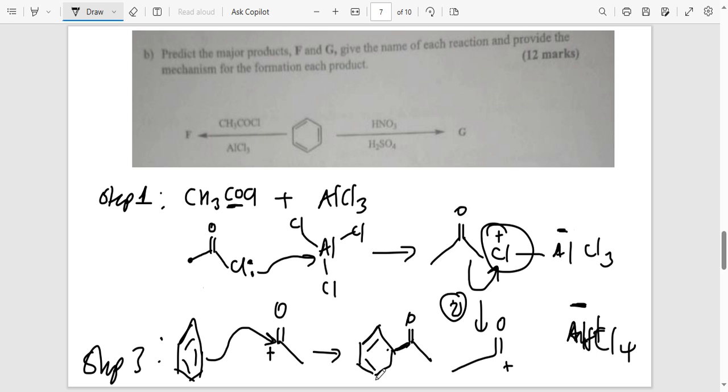Now when that group attaches at that point, the double bond in the ring will break, so we're going to have a positive charge at that point. That positive charge has to be stabilized.